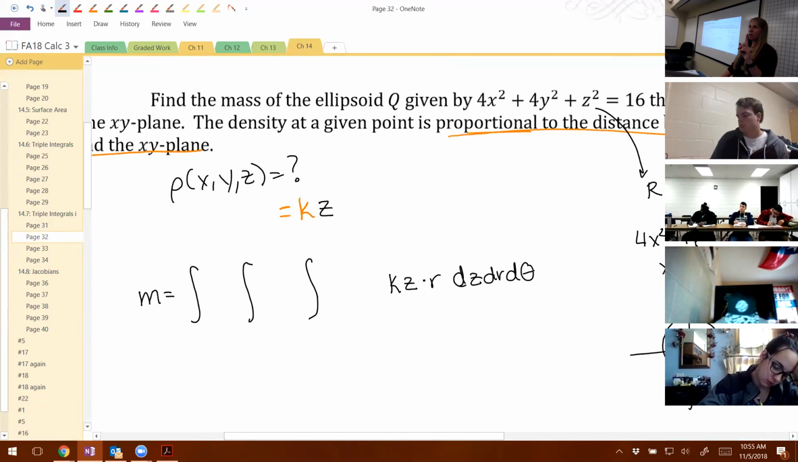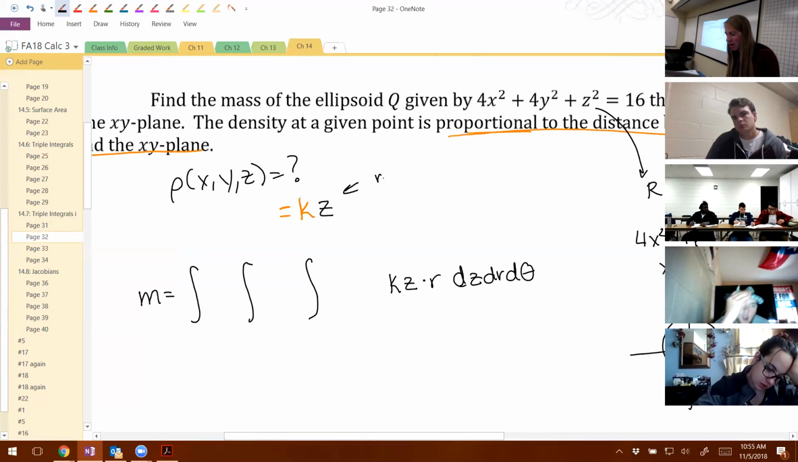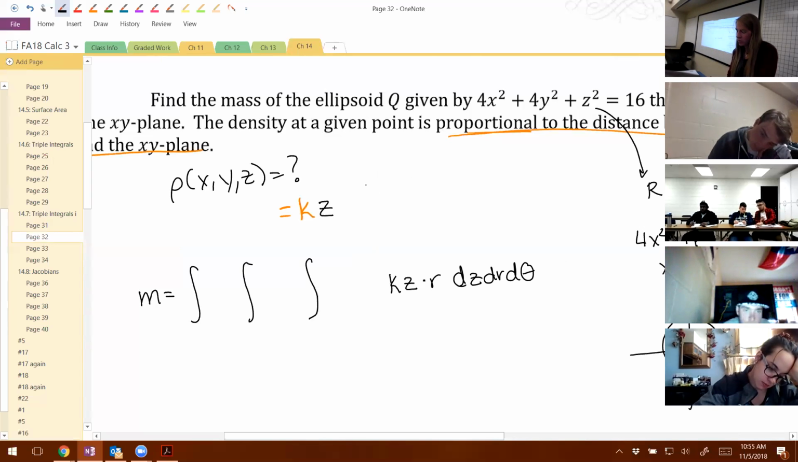We don't have to mess with the density function on this one because there is no x and y in it. It's just in terms of z, and z in polar, spherical or cylindrical is the same as z in rectangular. But if this had x and y in it, we'd have to go back and rewrite it in terms of r and theta instead. But this one we don't have that.